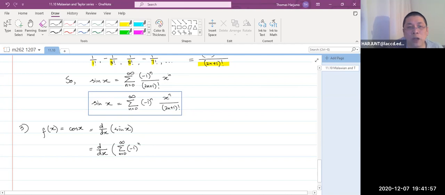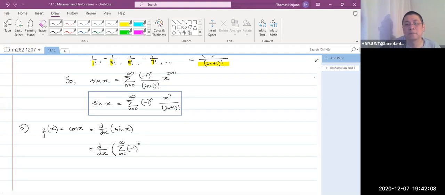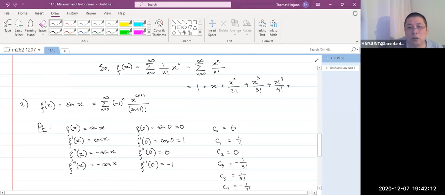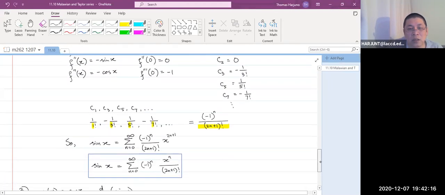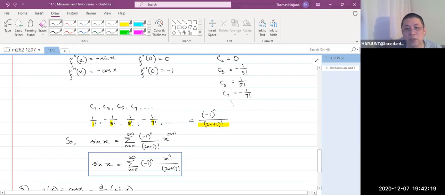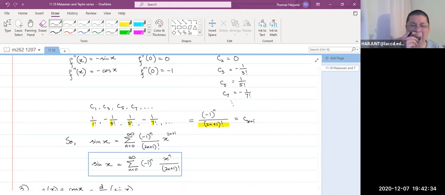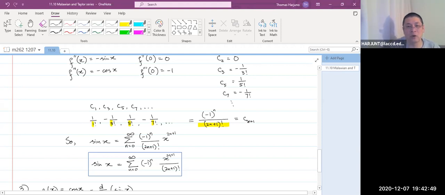I'm sorry, this should be to the 2n. I missed something here. It should be to the power of 2n plus 1. Because this is for c_n, right? I'm sorry, c_(2n+1). Okay. So it should be 2n plus 1 here. I almost got it wrong.